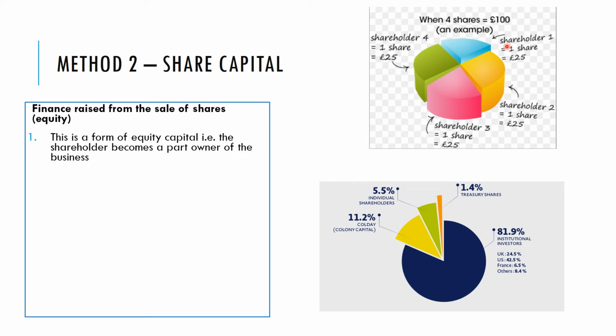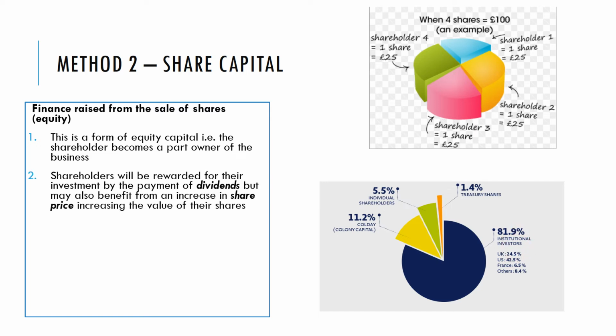Now, there are normally more than 4 shareholders when a business issues share capital. There normally might be lots of individual investors, or perhaps other banks or institutions might invest as well. Shareholders are rewarded for their investment by getting paid some of the profits, and that's called dividends. But also, if the business does well and becomes more valuable, then the value of the shares that they own, the share price, might increase as well.